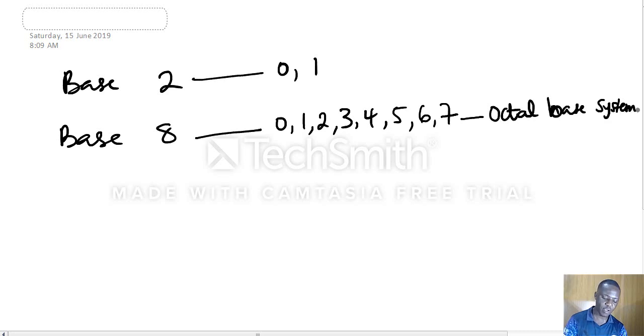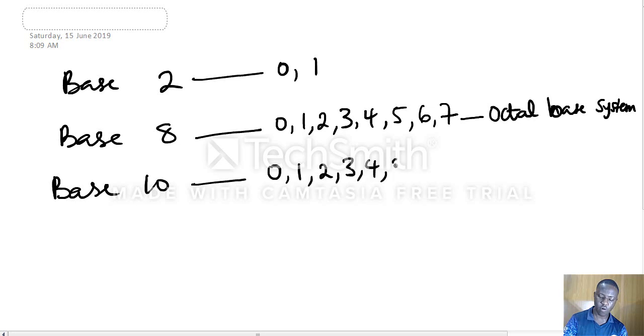We also have the base 10. The base 10 system, which is the base system used by we humans, is made up of 10 digits, which are 0, 1, 2, 3, 4, 5, 6, 7, 8, and 9, and it's also said to be the decimal base system.